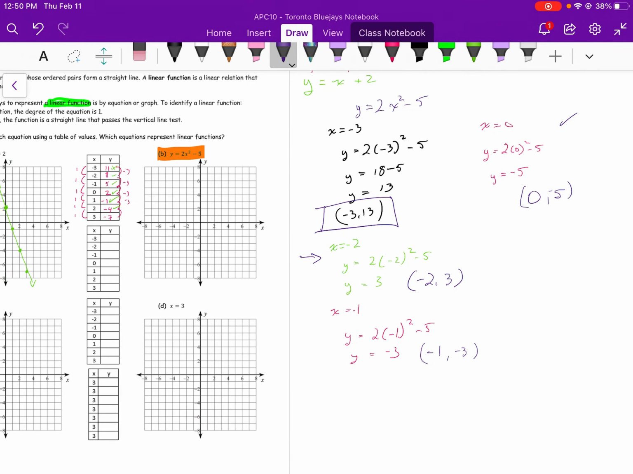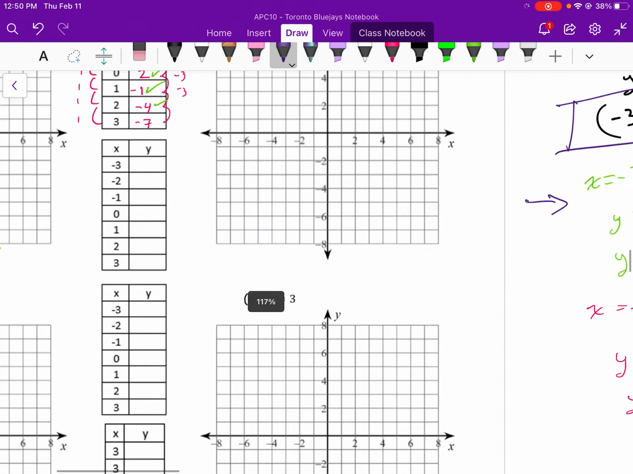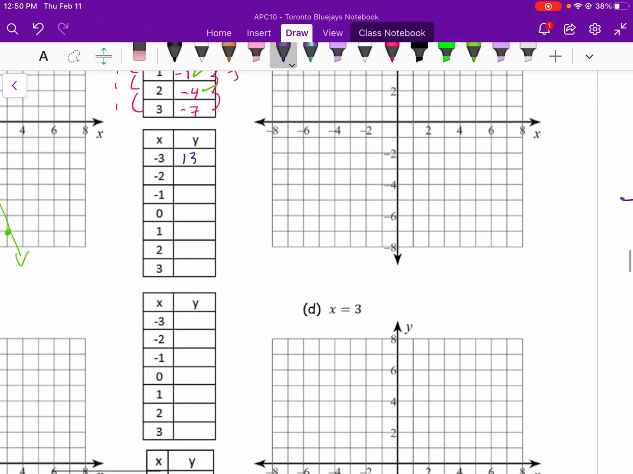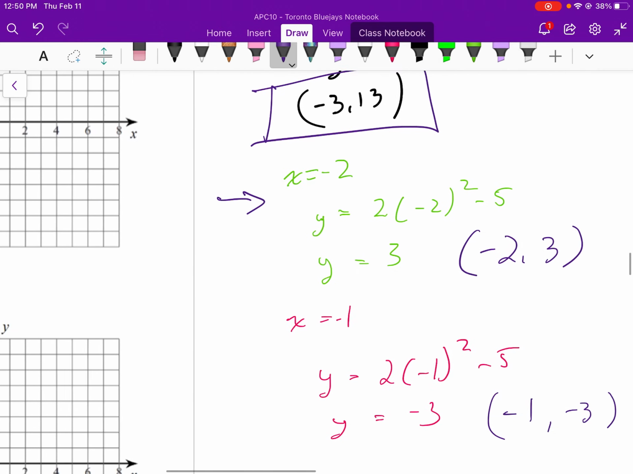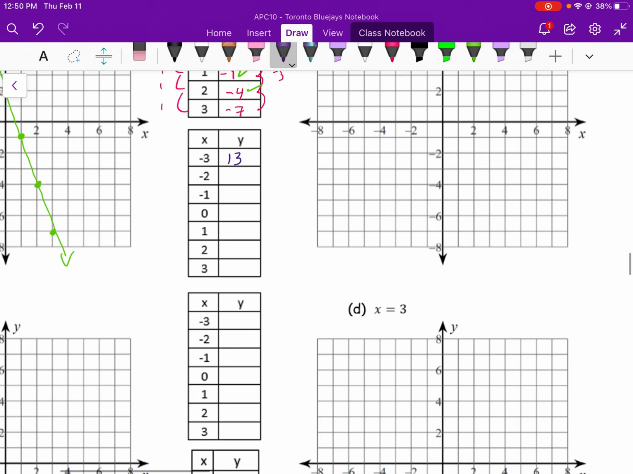I'm just going to go into my table. I'm going to fill in those values, and hopefully I can remember them. So this was 3, this was -3, this was -5. And you can calculate the rest of these by yourself. So if you want to hit pause and calculate those, I'll leave it to you.